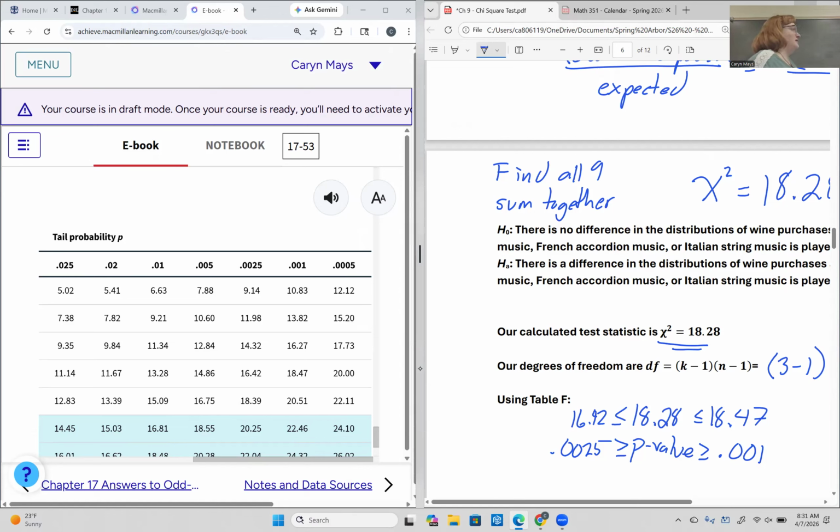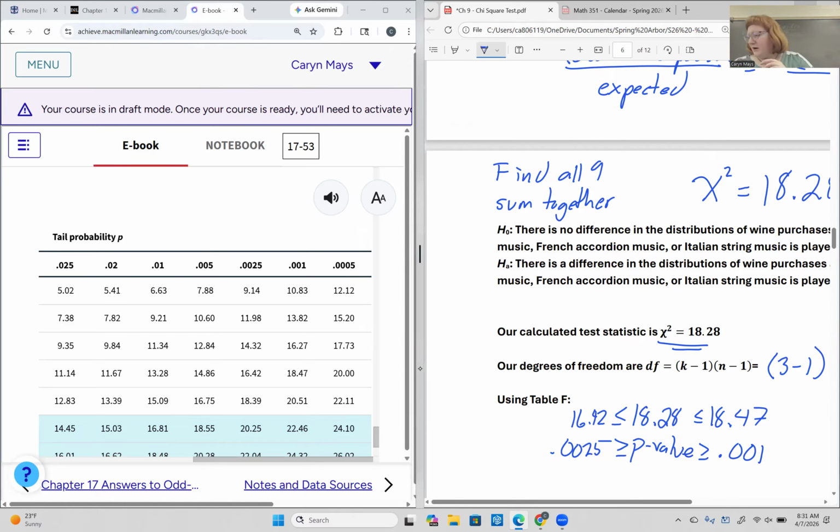It could be 0.0023. It could be 0.0018. As long as it's between 0.001 and 0.0025, we know it's somewhere in there. It has a concrete number, but all the table tells us is it's somewhere in there.